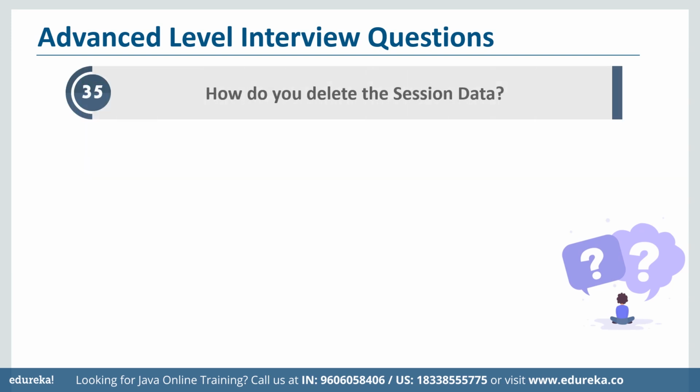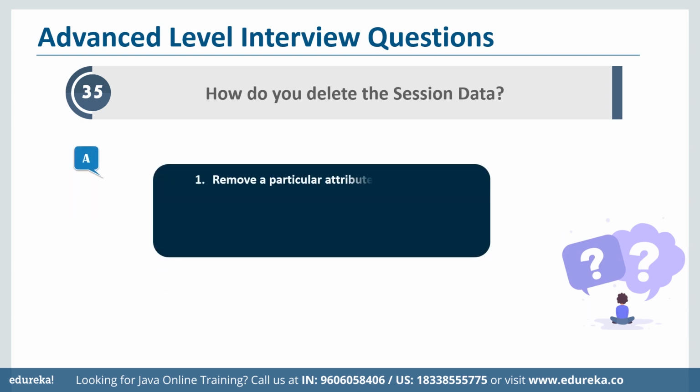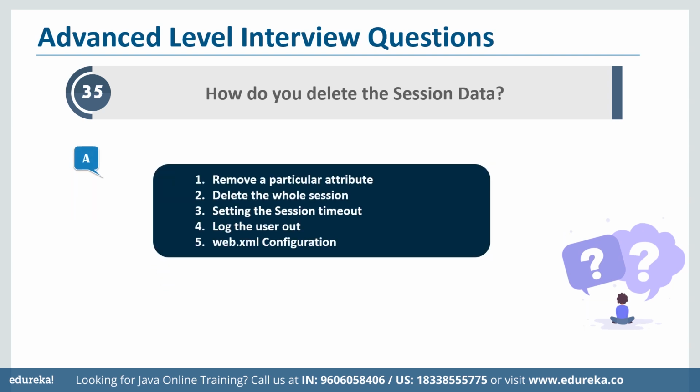How do you delete the session data? The answer for this question is, deleting the session data involves the following steps. Remove a particular attribute. The public void removeAttribute method is called to delete the value associated with a particular key. Followed by that, the next step is to delete the whole session. The public void invalidate method is called to discard an entire session. The next step is setting the session timeout. The public void setMaxInactiveInterval method is called to set the timeout for a session individually.